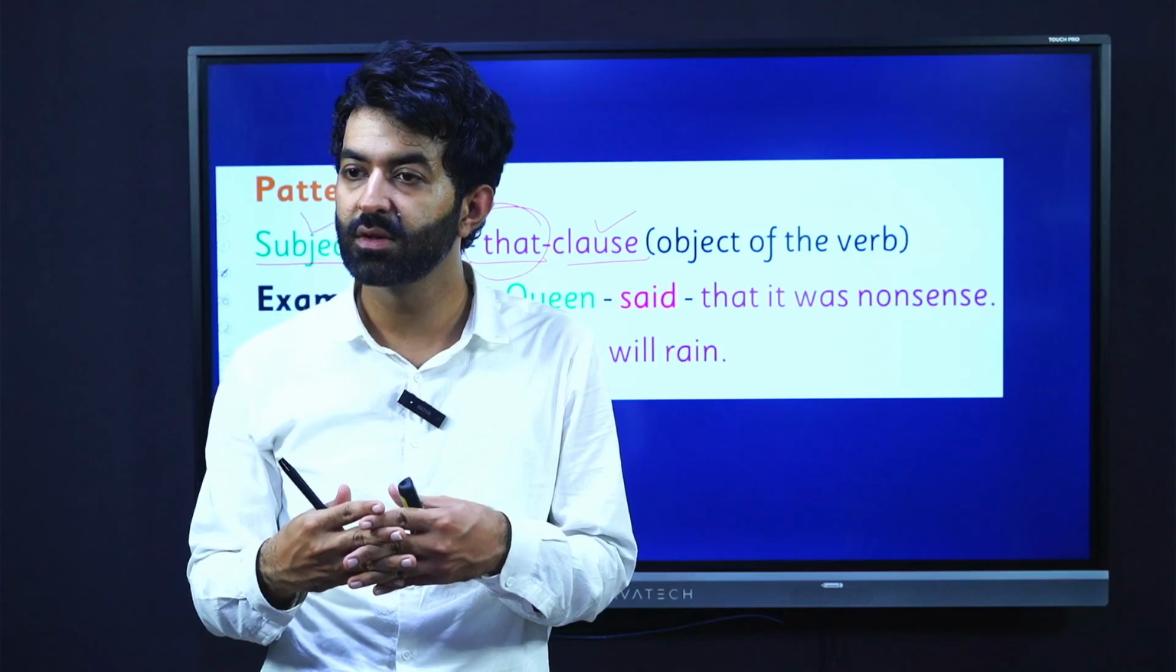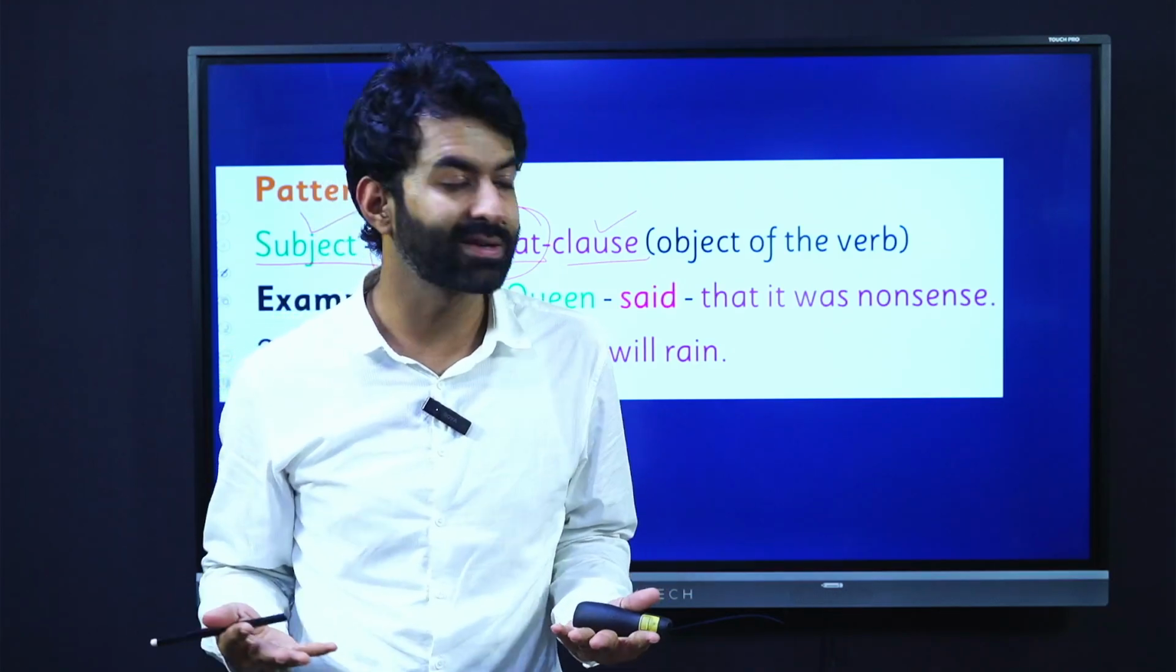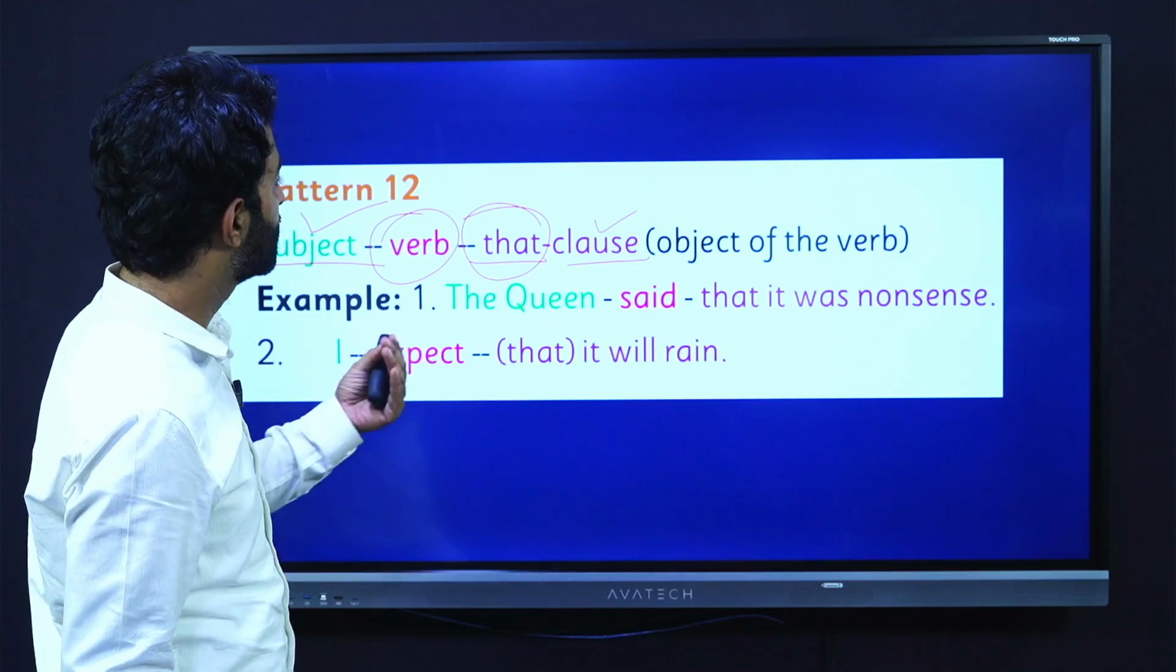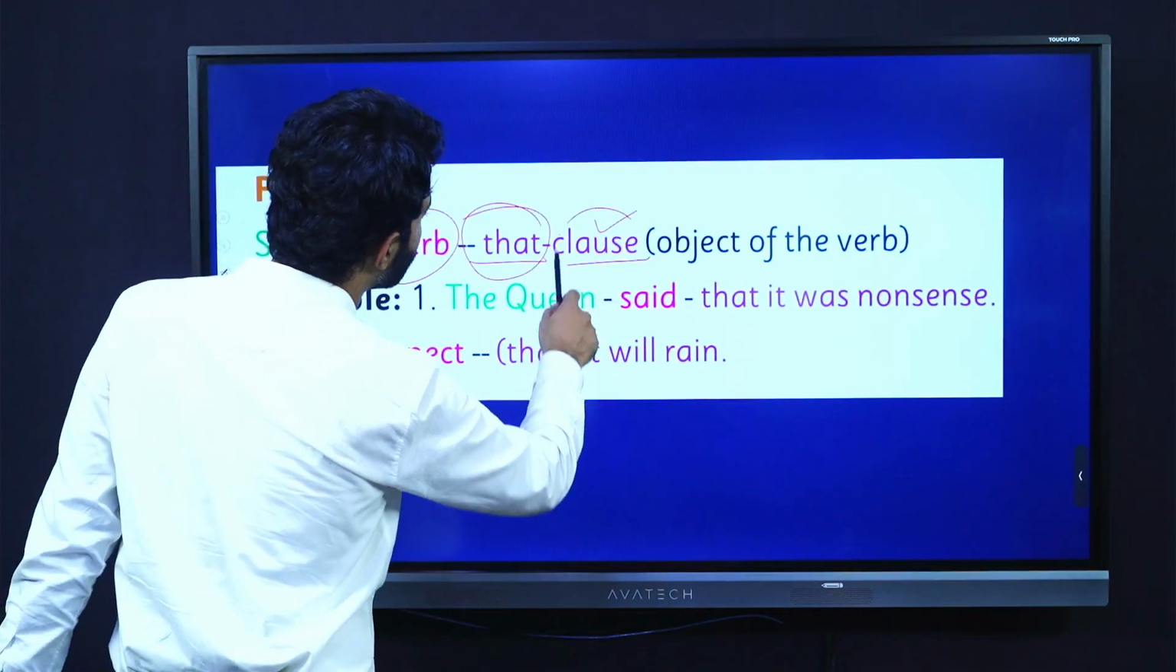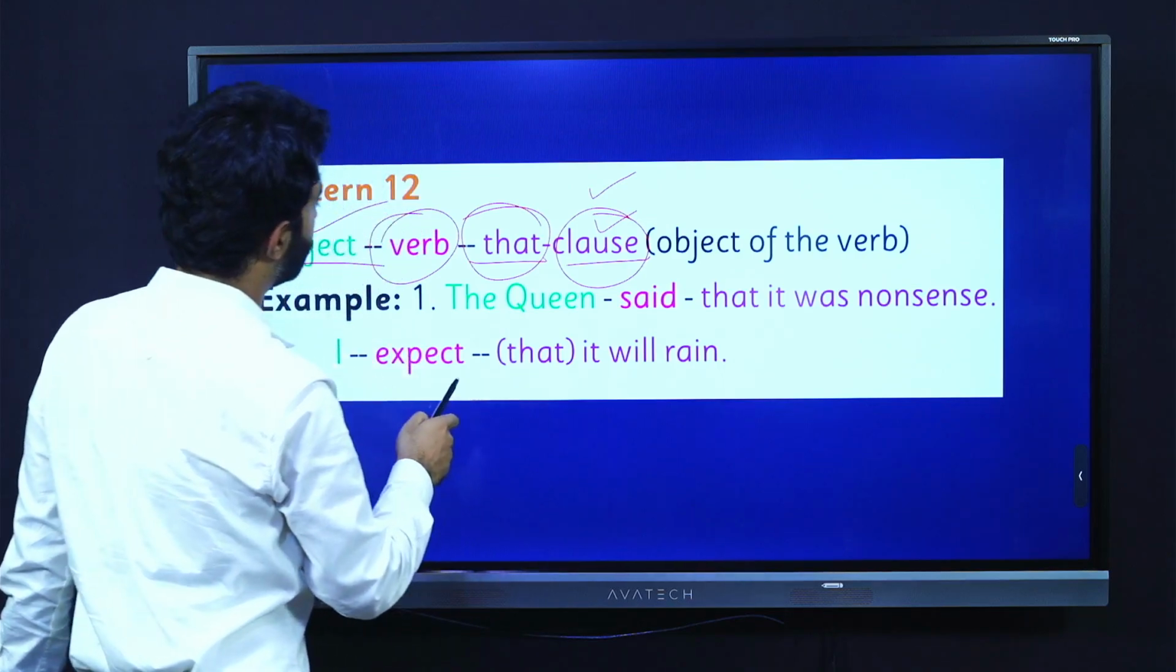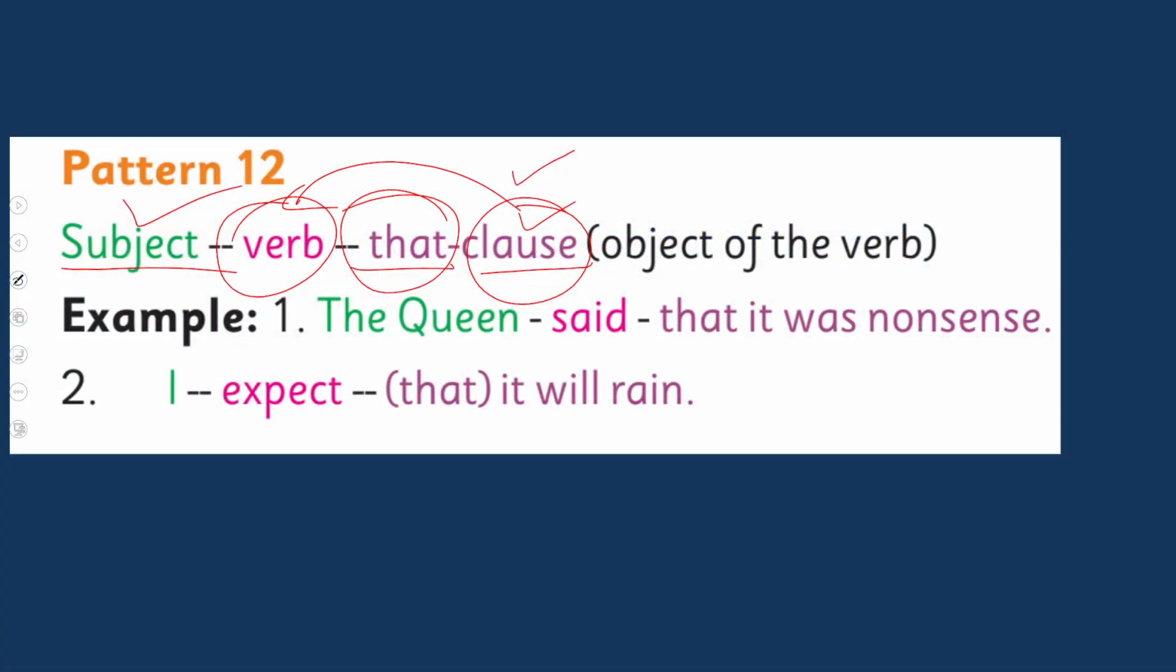Combination of words that make sense but not complete sense. But a clause is different. And clause किस तरह act करेगा? Object of the verb. Alright, here. For example, the queen said that, the queen, subject, has said, verb, that is mandatory according to this pattern, that is must, it was nonsense.